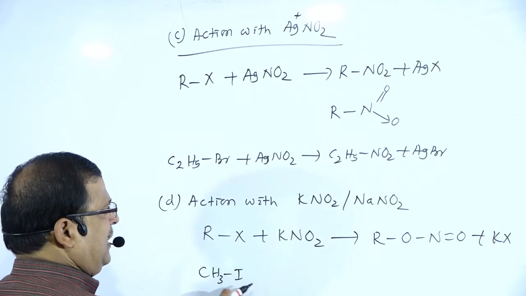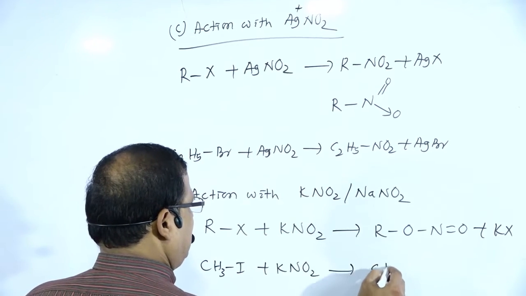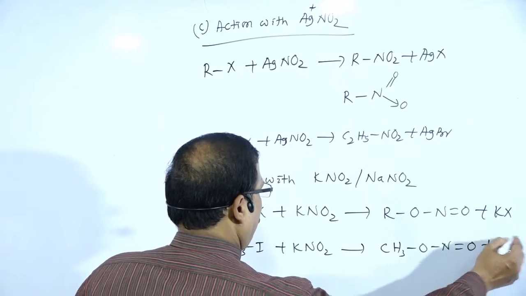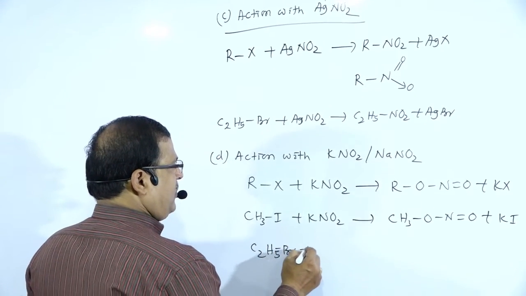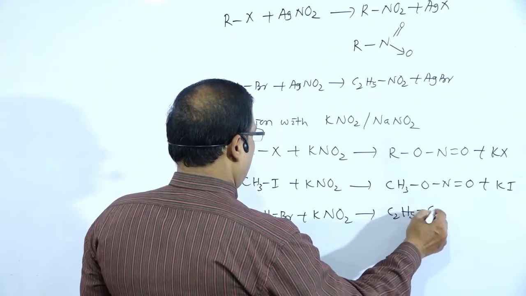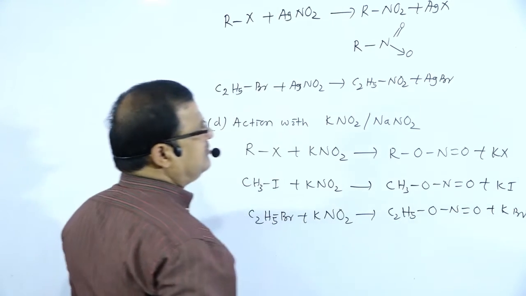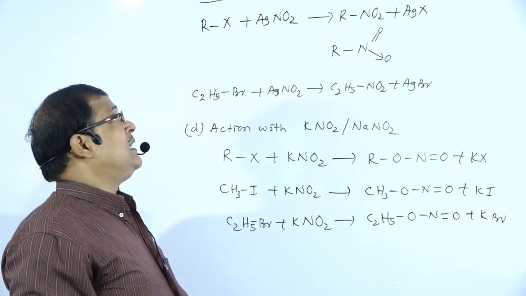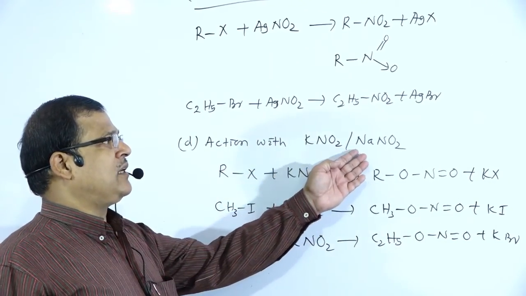For example, CH3I, methyl iodide, treated with KNO2 gives CH3-O-N=O plus KI. Or if we take C2H5Br plus KNO2, there is the formation of C2H5-O-N=O plus KBr. Nitrite compounds are obtained. So this is the difference between the action with silver nitrite and the action with potassium nitrite or sodium nitrite.